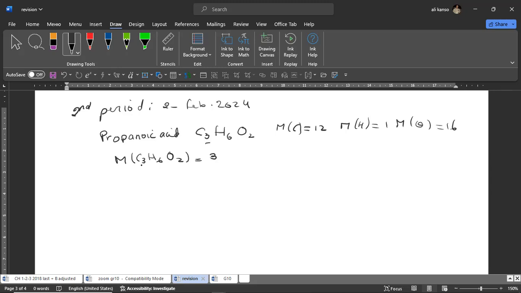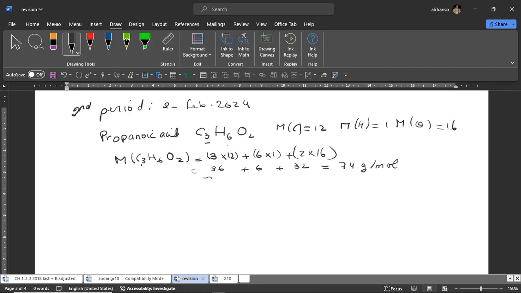I have 3 carbons, plus 6 hydrogen times 1, plus 2 times 16. What do we get? We get 36 plus 6 hydrogen plus 32 oxygen. If I add now, the answer will be 74 gram per mole. This is the mass of 1 mole of propanoic acid.